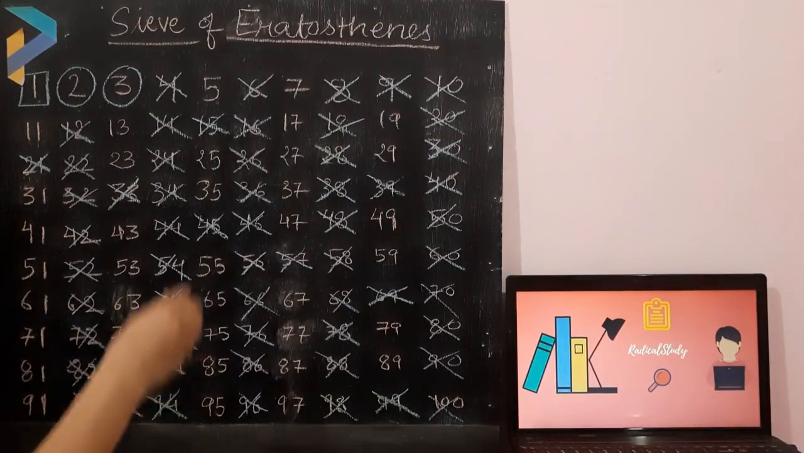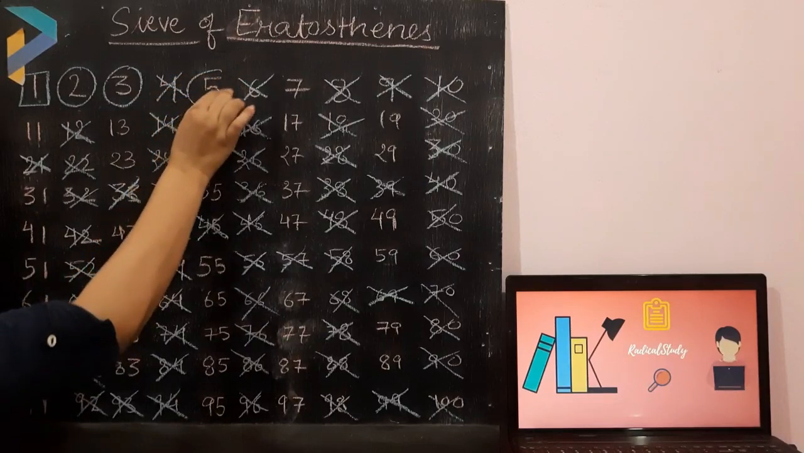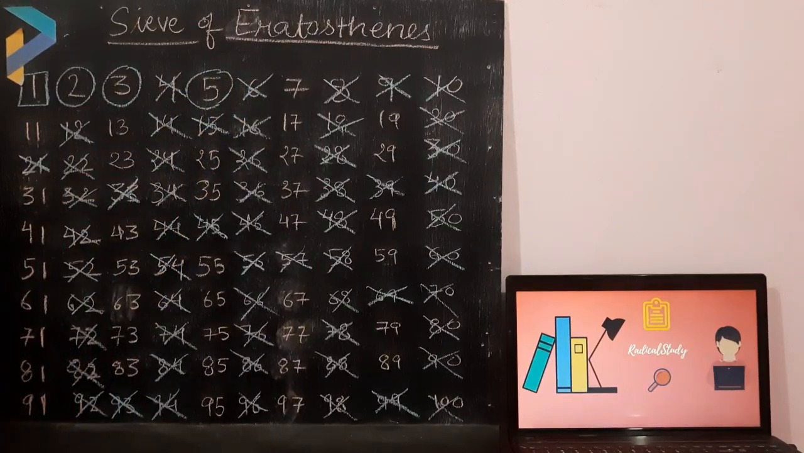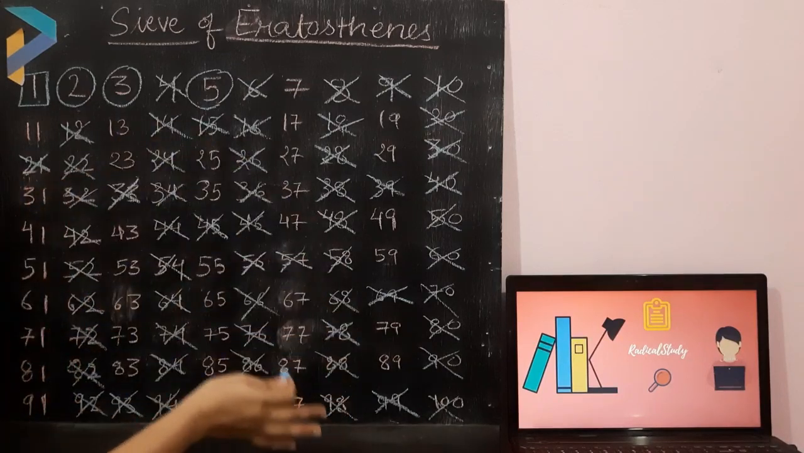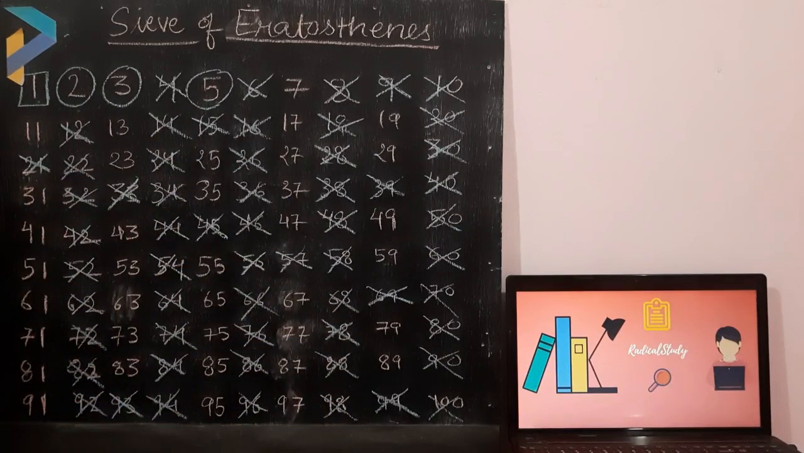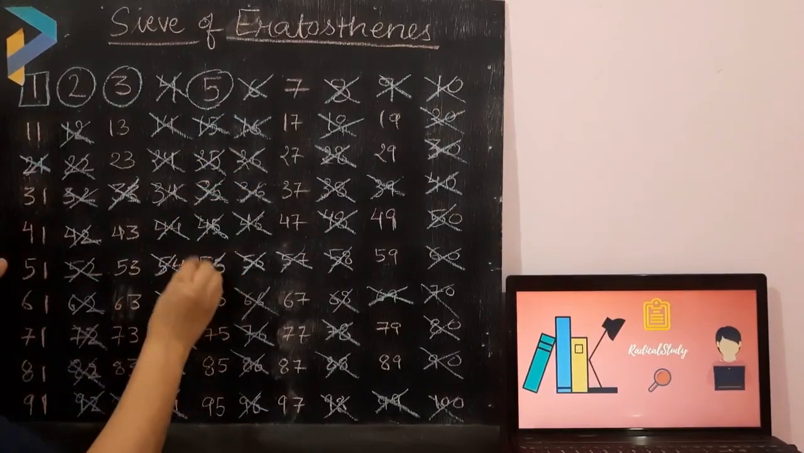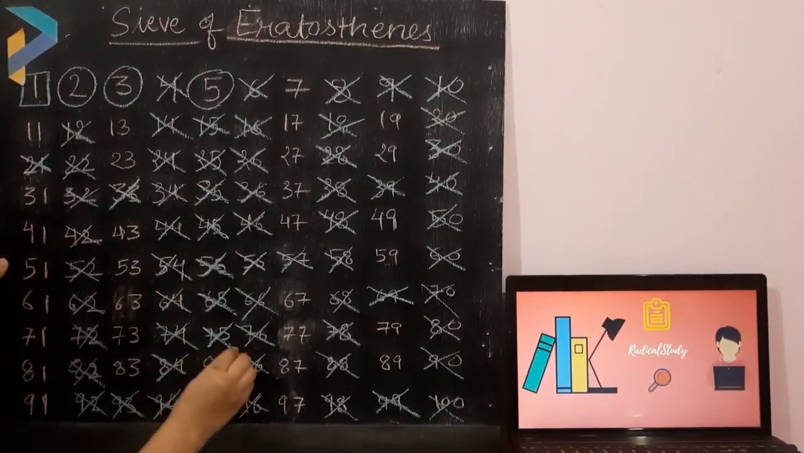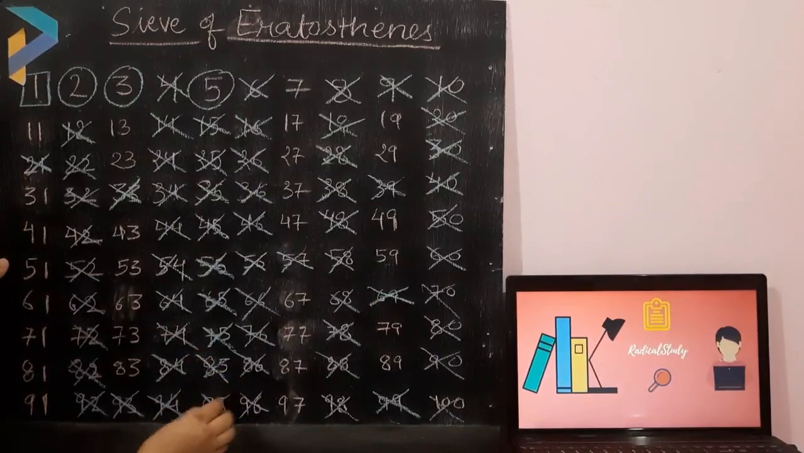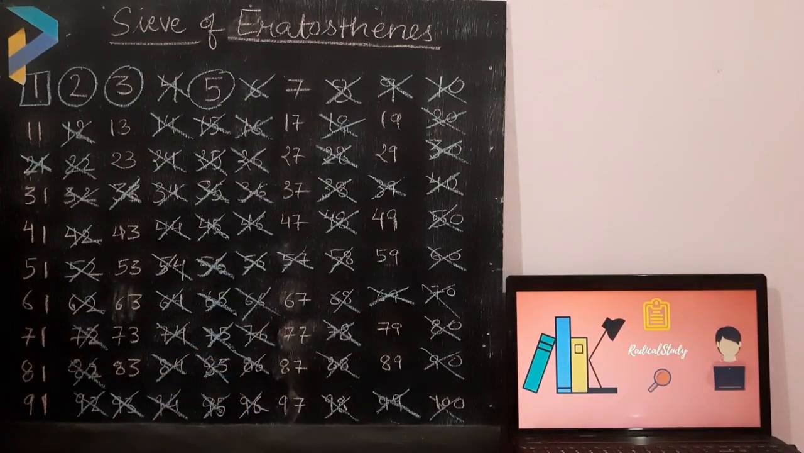Now, the next number is 5. 5 is also a prime number, so I will encircle it. Now tell me which are the factors of 5 in this. I have to cross all those factors. So 25, 35, 55, 65, 75, 85, 95. These were all factors of 5, so I have crossed them.